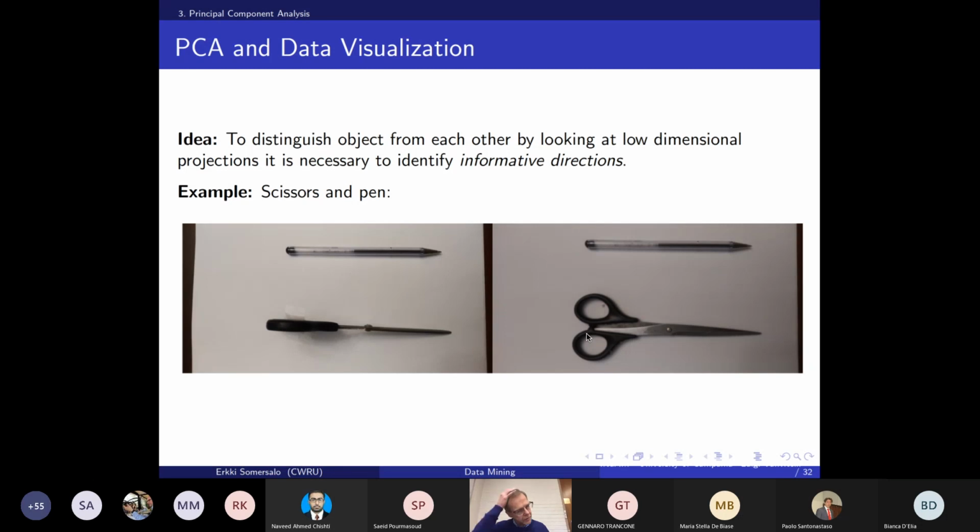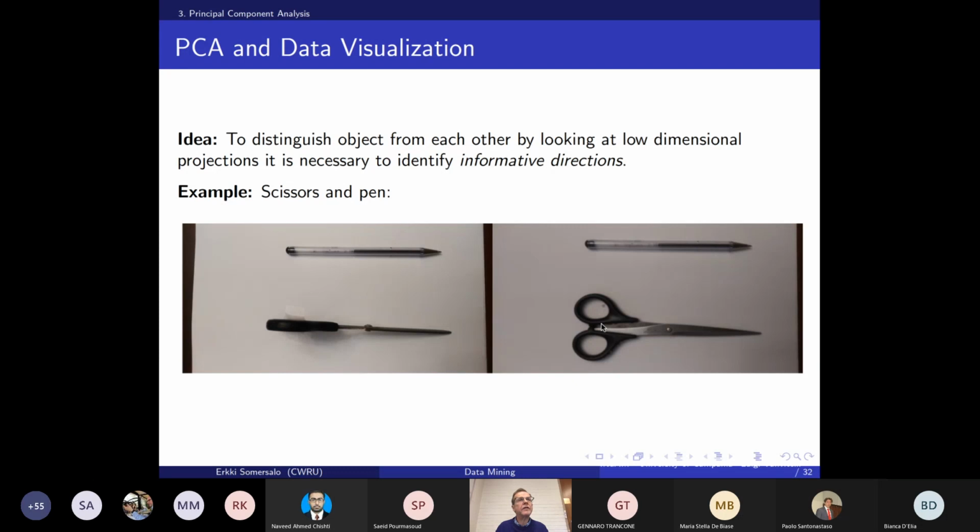If you think of this object, the scissors, what we did here is project the scissors into the directions where the object has the largest possible spread. So when you find the two directions in which the object has the largest possible spread, then you are likely to detect what the object is. So that's the intuitive idea here.